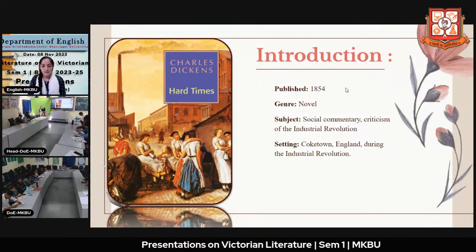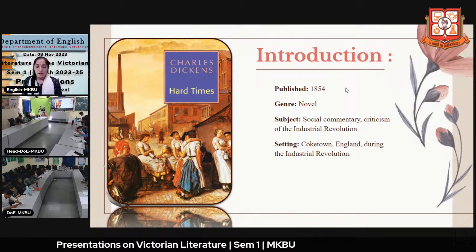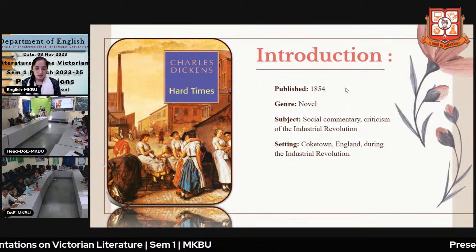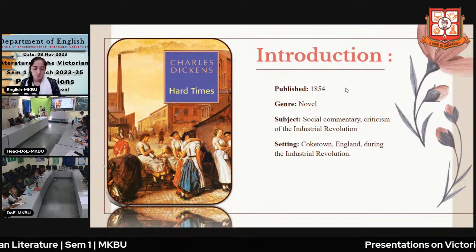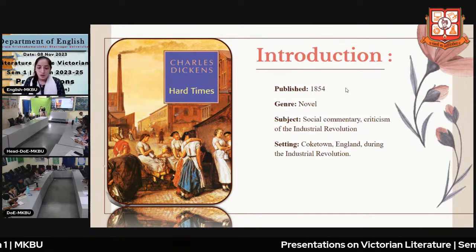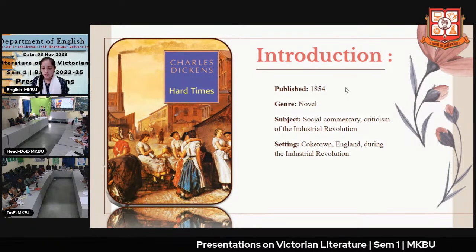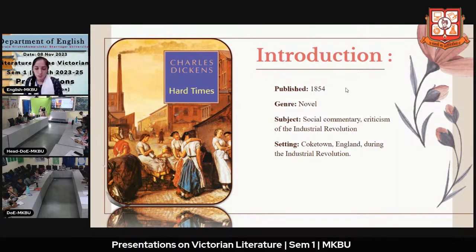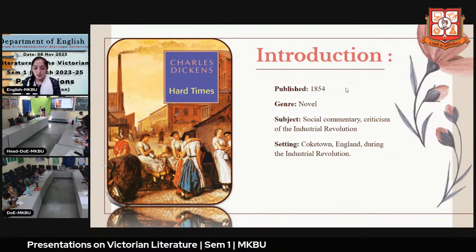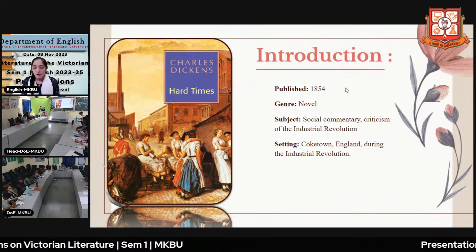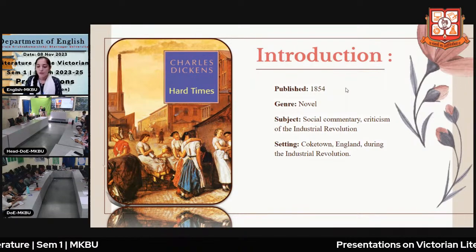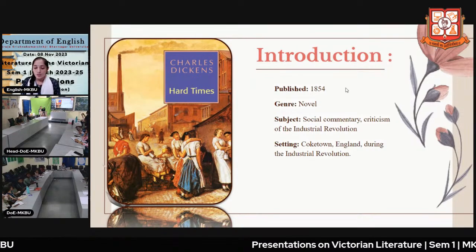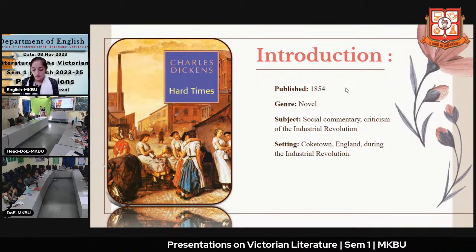So let's first discuss Hard Times. It was written by Charles Dickens and published in 1854. It falls under the category of novel. We can say that it deals with subjects like social commentary and criticism of the Industrial Revolution. The setting of the story is a fictional town, Coketown, situated in England during the Industrial Revolution.